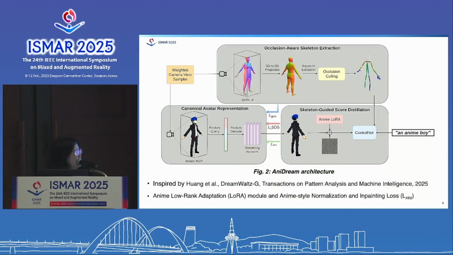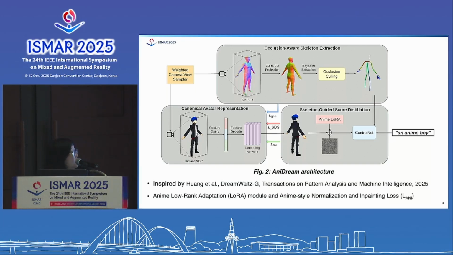We have 3 blocks. The first one is the occlusion-aware skeleton extraction, which contains a parametric model. In our case, we use SMPL-X. And through a process of 2D projection and keypoint extraction, we end up with an image of a skeleton representation of the parametric model in a certain camera view sample.